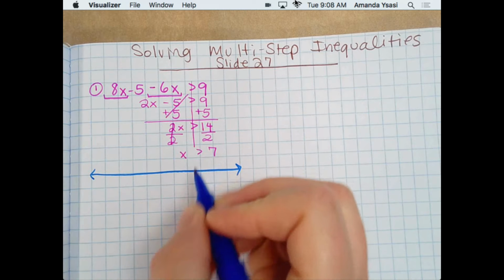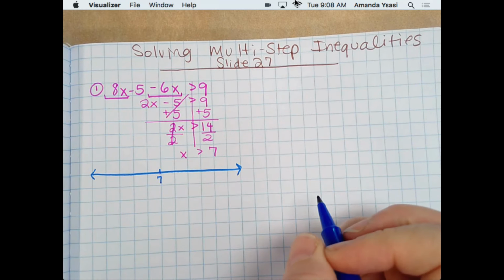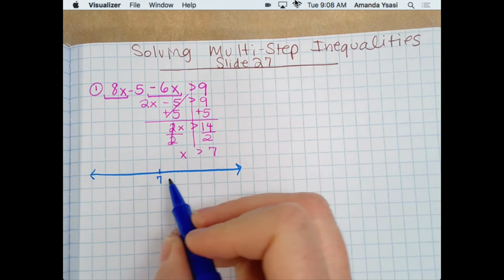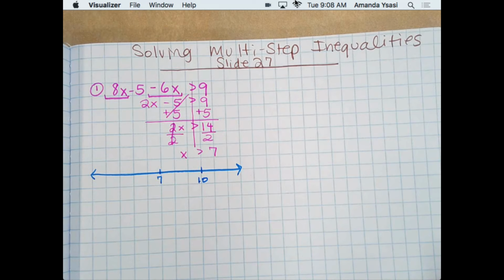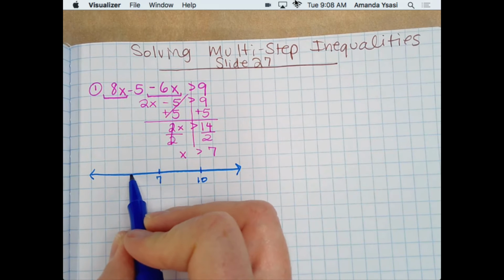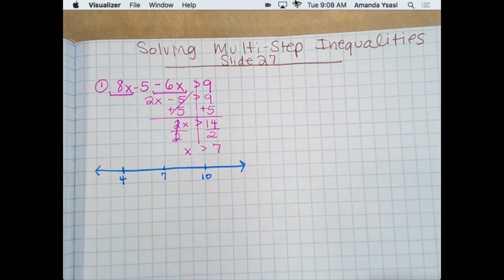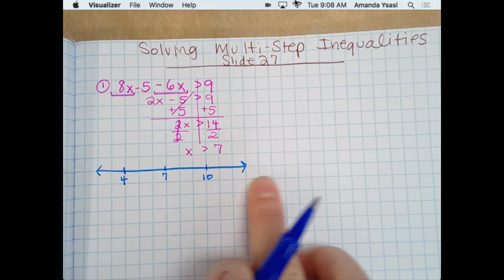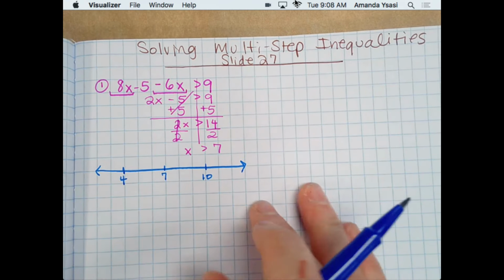And I want 7 about in the middle, so I'm going to put 7. And then let's skip a couple. 7, 8, 9, 10. Then go down 7, 6, 5, 4. I just kind of skipped a couple of numbers, just so you know that going up is increasing, going down is decreasing. You can do your number line however you choose, though.